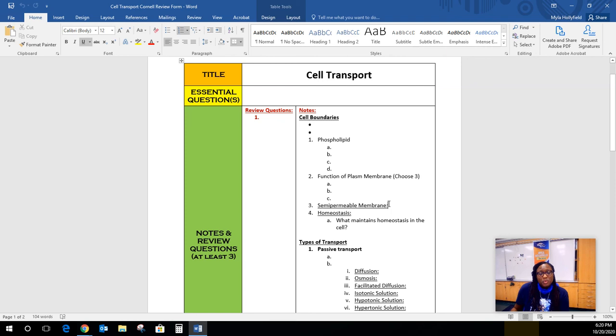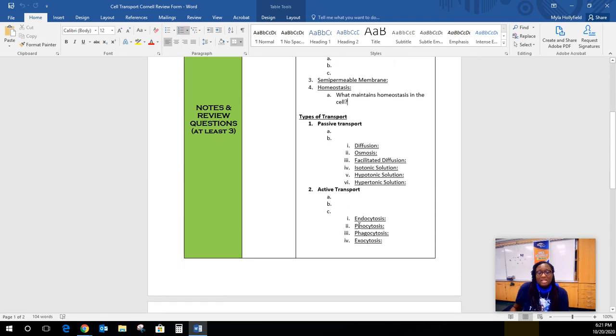Semi-permeable membrane, I just want you to define it. For homeostasis, please define. And then I want you to answer the question, what maintains homeostasis within the cell? That was all answered on that same slide. Moving on to cell transport.